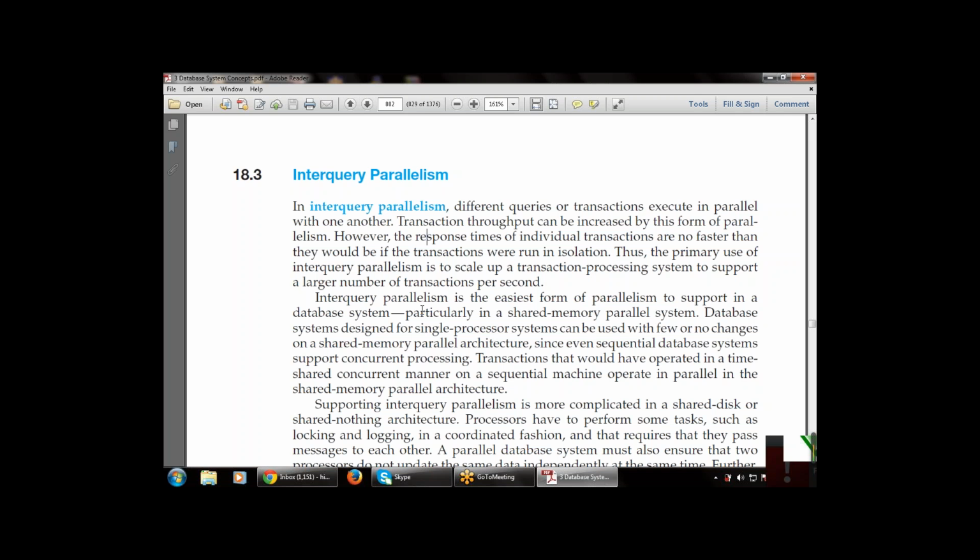Therefore, the primary use of interquery parallelism is to scale up a transaction processing system to support a large number of transactions per second. Transactions which are operated in a time-shared concurrent manner on a sequential machine operate in parallel in the shared memory parallel architecture.